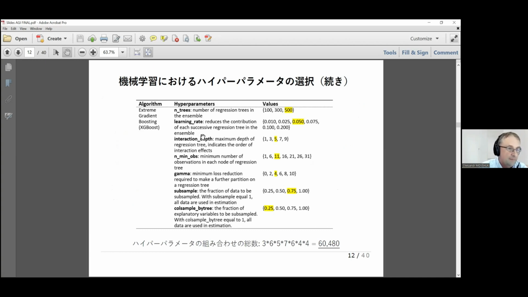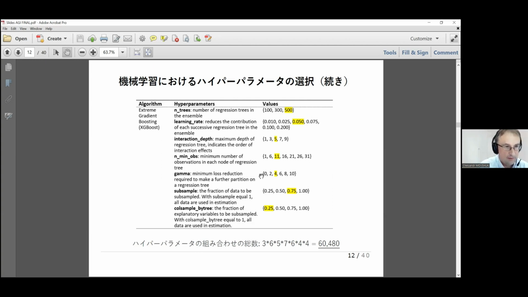Then the learning rate: how much the contribution of the next regression tree affects the previous parameters. Usually the learning rate is set at a small number. Here it ranges between 0.01 and 0.2, and the best one was 0.05. Then interaction depth is the interaction effect. I tried the basic case with just one interaction up to 9 interactions, and the medium interaction was found to be the best one.